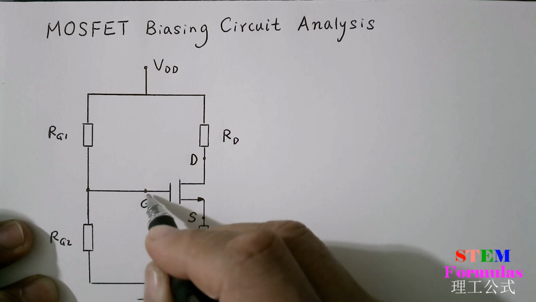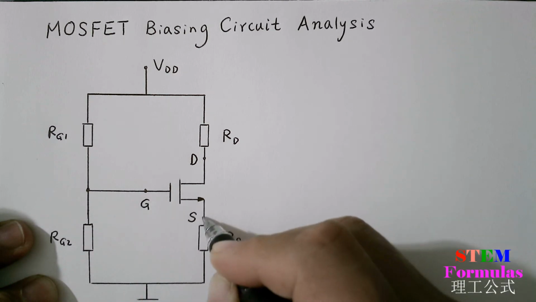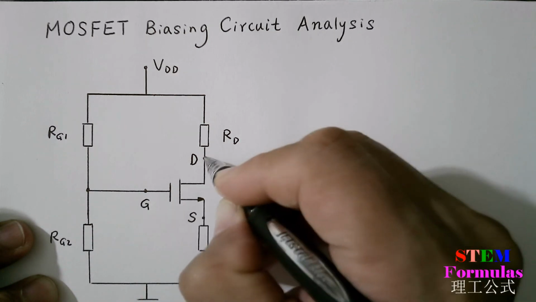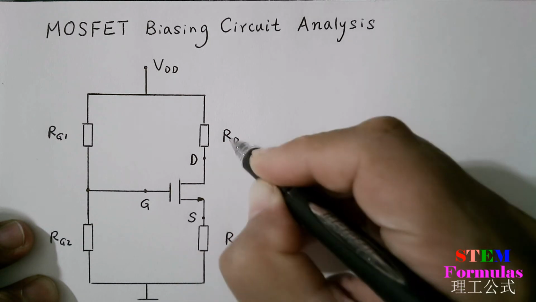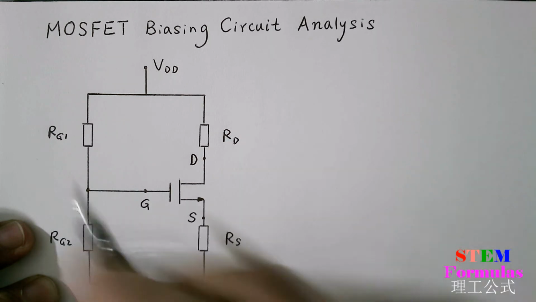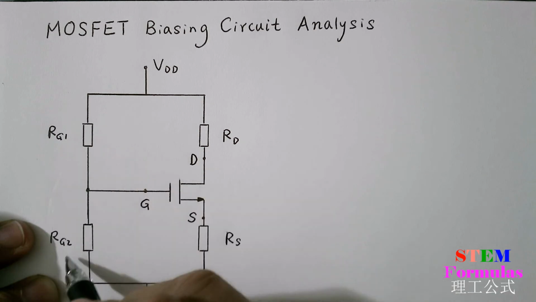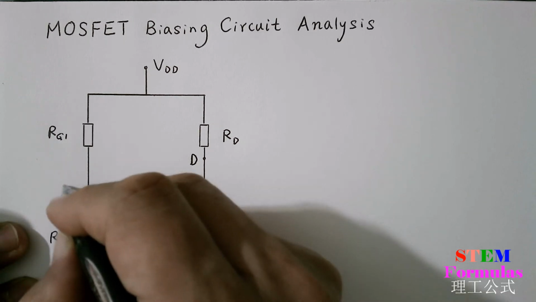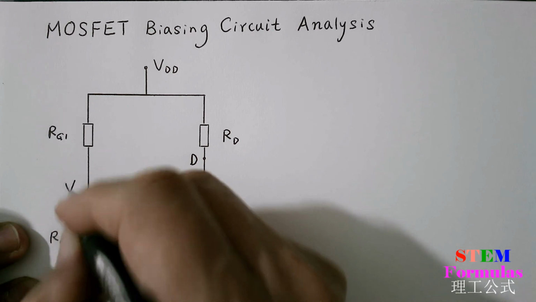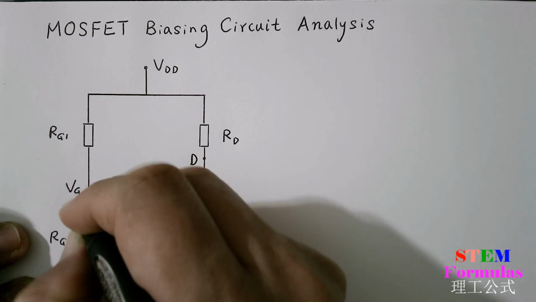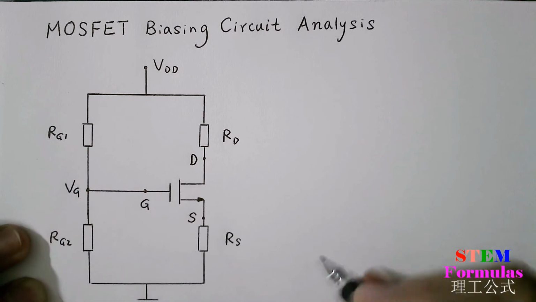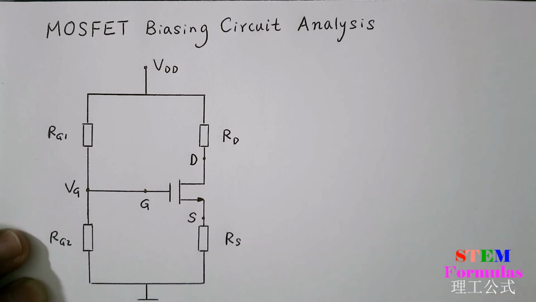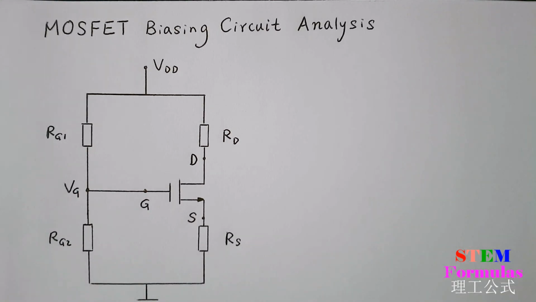This is the gate, this pin is the source, and this pin is the drain. RD, RS, RG1, RG2, and G. This point, the voltage VG, is the gate voltage. Now, I can write down the current.